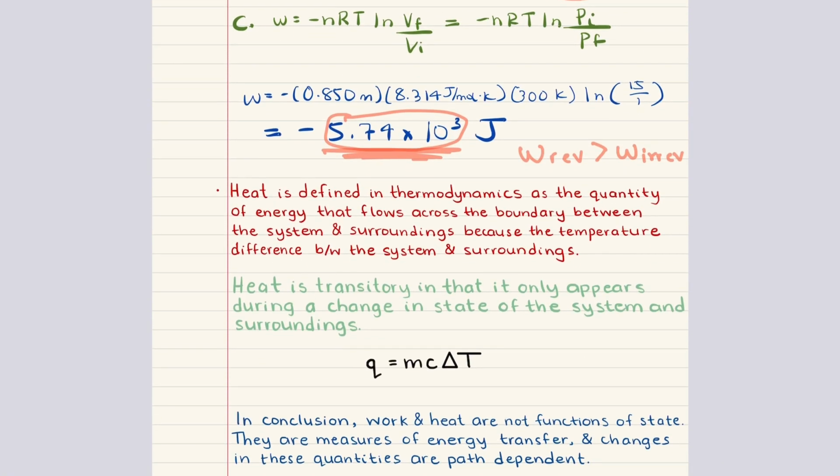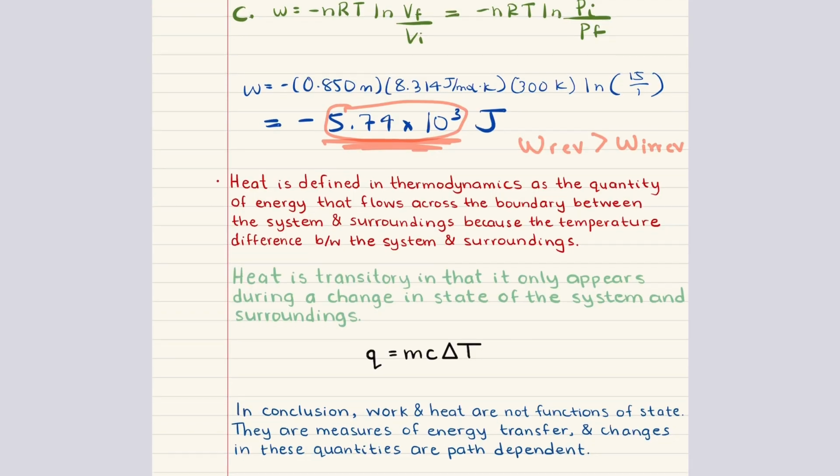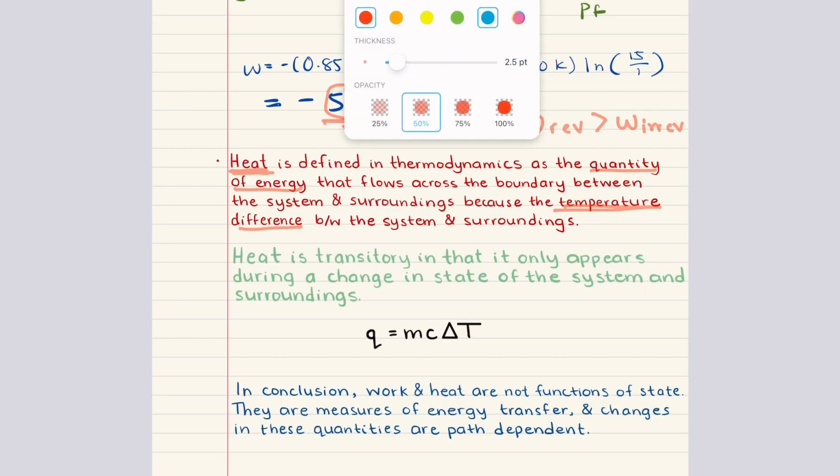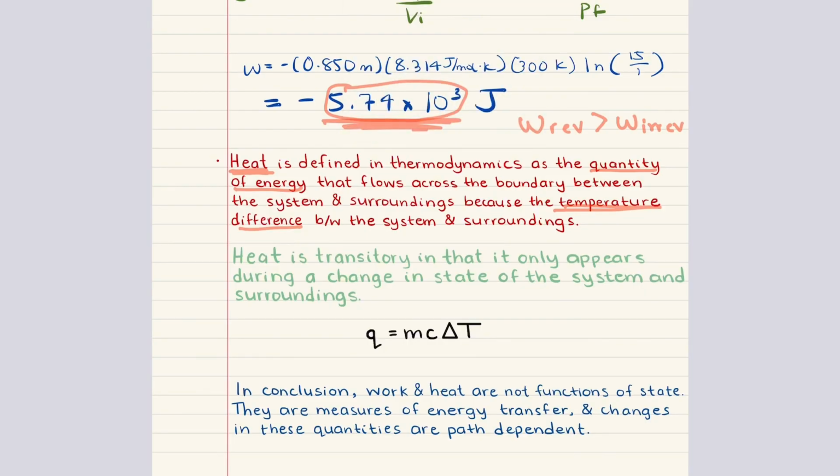Now, so far, we've focused on work as one way that energy can be transferred between a system and its surroundings. The other major way is through heat. In thermodynamics, heat is defined as the quantity of energy that flows across the boundary between the system and the surroundings because there is a temperature difference. In other words, whenever the system and the surroundings are at different temperatures, energy will flow until thermal equilibrium is reached. And that flow of energy is what we call heat.